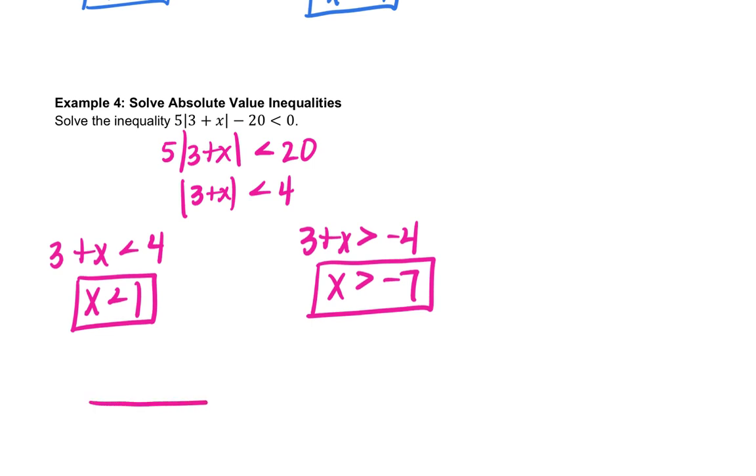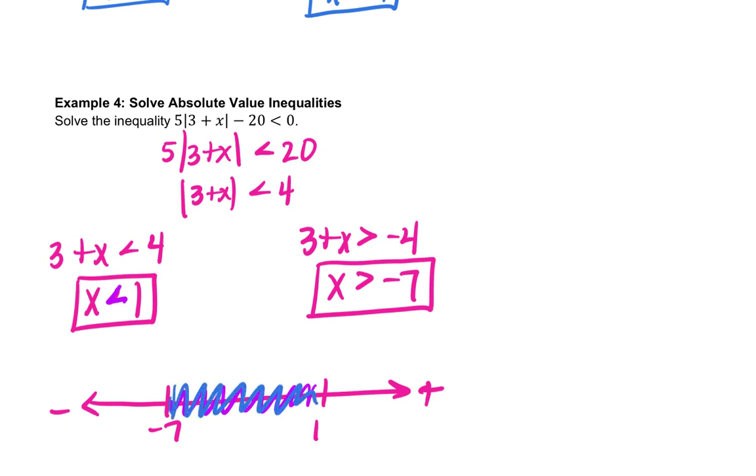So if I have my graph, I've got negative 7 and 1. Well, x is less than 1, so that means everything this direction. It says x is greater than negative 7, so that's everything this direction. So that means only the things between negative 7 and 1. So you got negative 7 to 1 is your answer.